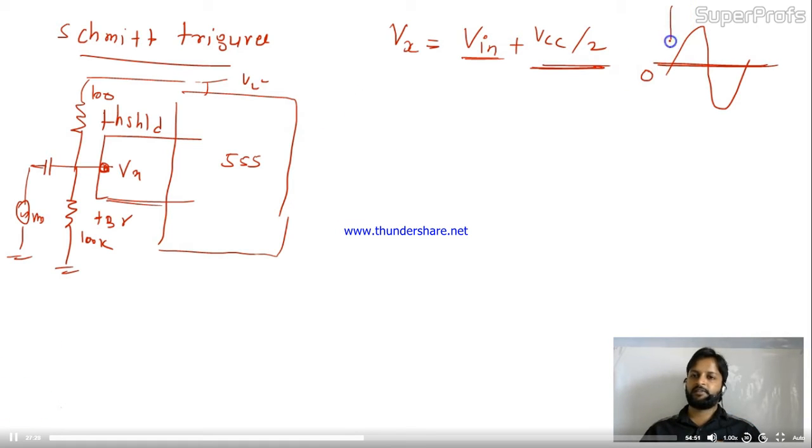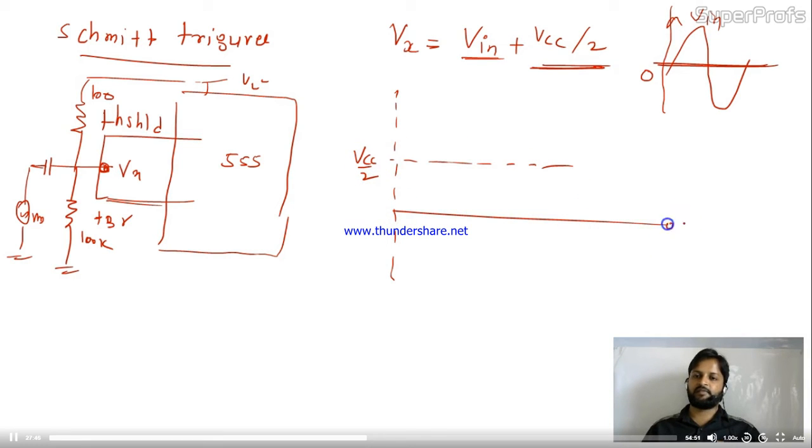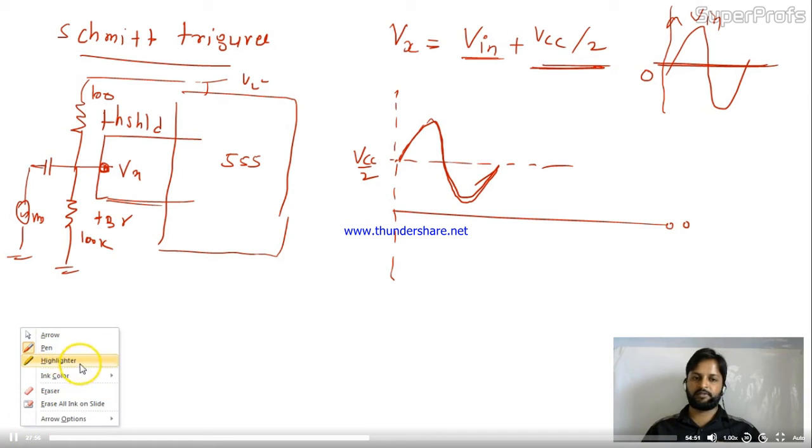This is the 0 line and this is your Vin, suppose. After adding VCC by 2, this entire 0 line will shift to VCC by 2. So let me draw. Over here, this is your VCC by 2. Let's take this as the 0 line. Now you have shifted your input, right? Like this your input waveform will now become. Okay, wait a minute.